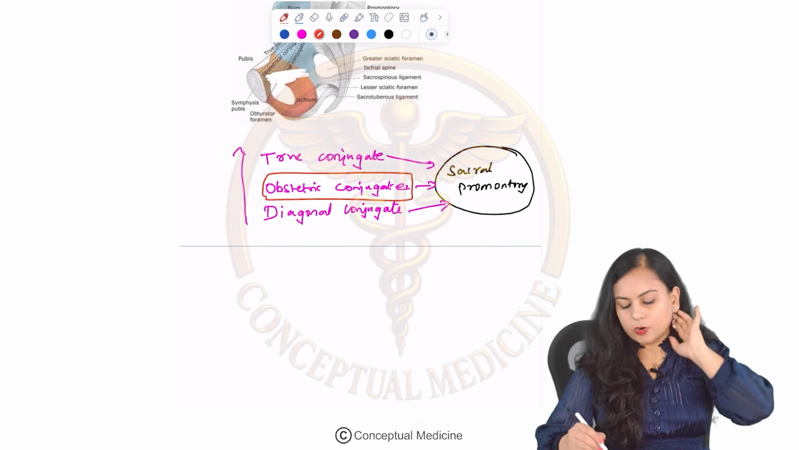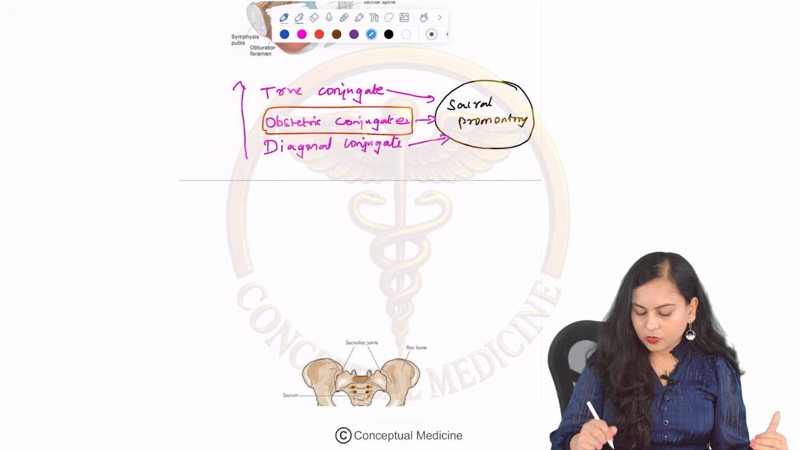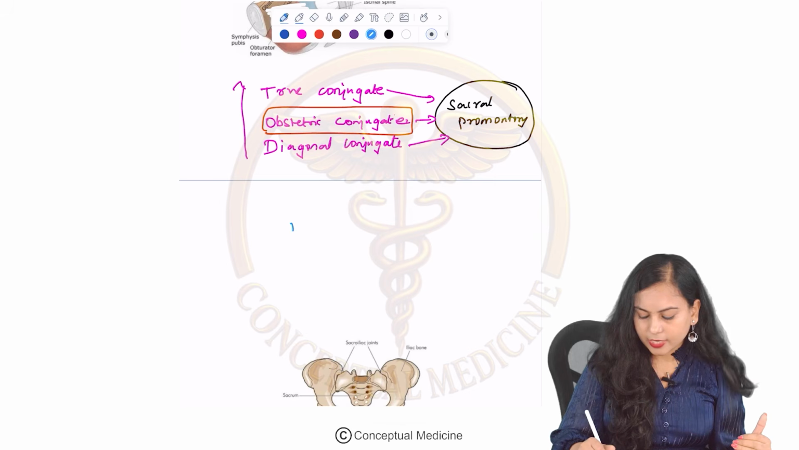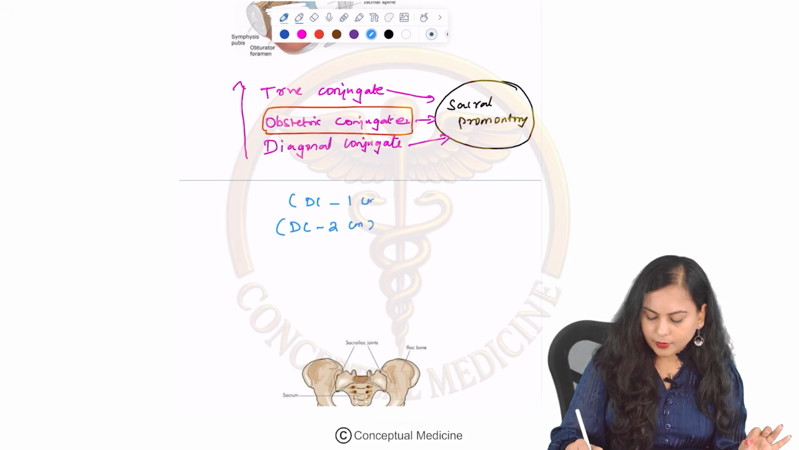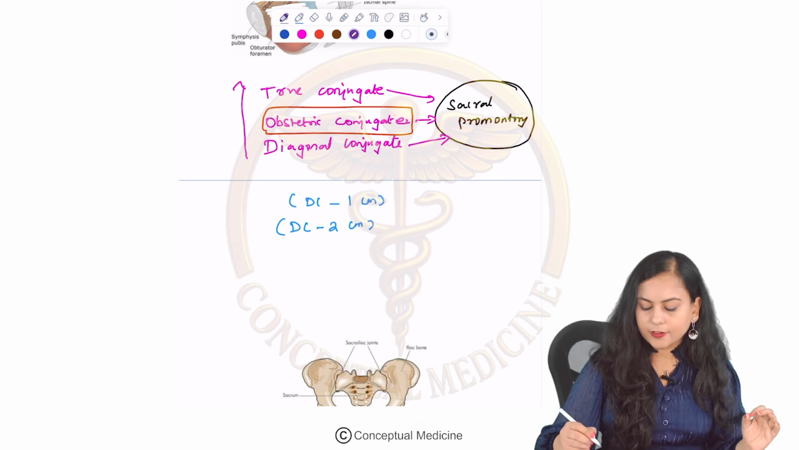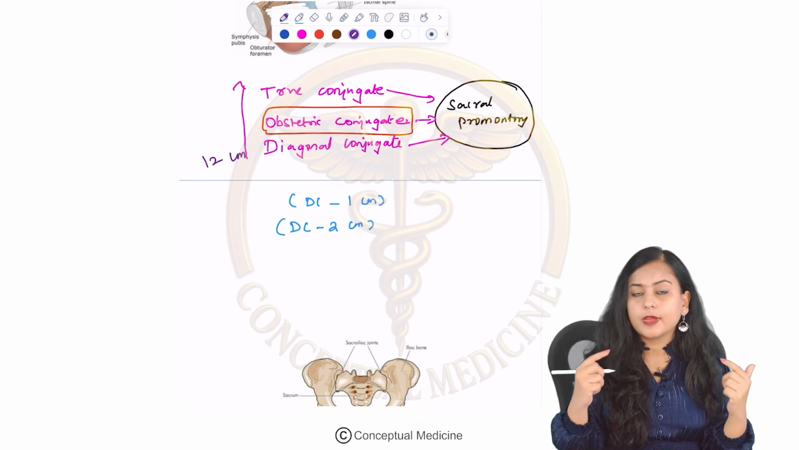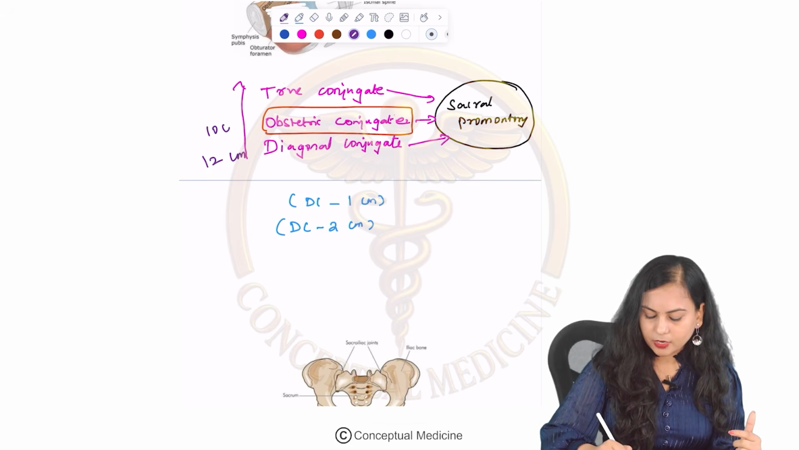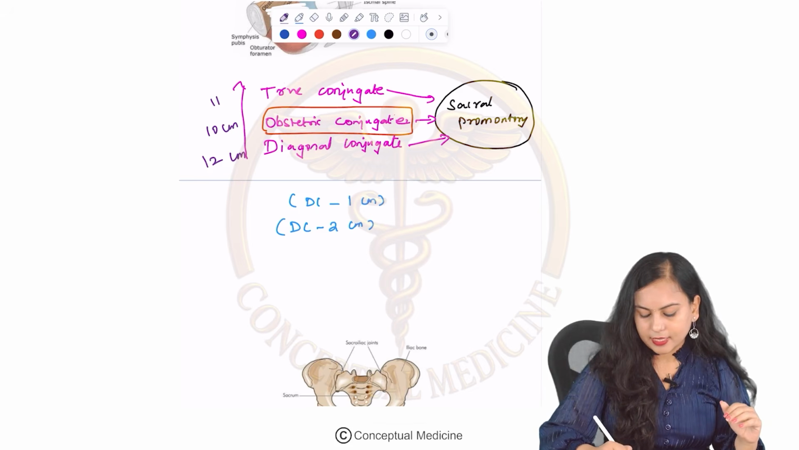Okay, so whatever you have measured, for example, the values will be taken like this. Okay, so obstetric conjugate is nothing but your diagonal conjugate minus 2 centimeter, say roughly. Okay, then true conjugate means it is your diagonal conjugate minus 1 centimeter. Okay, your approximate values will be like this. So diagonal conjugate will be around 12 centimeters. So obstetric conjugate will be 12 minus 2, that is 10 centimeter. And then true conjugate means 12 minus 1, that is 11 centimeter.